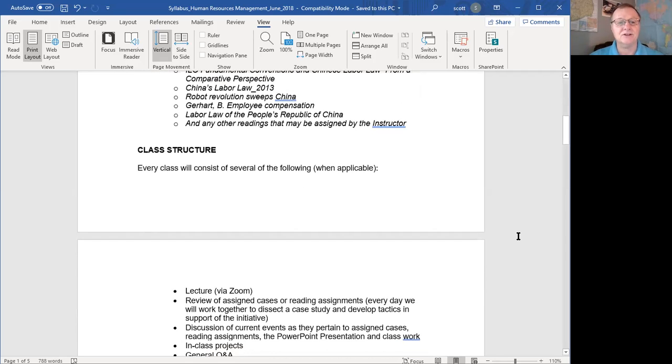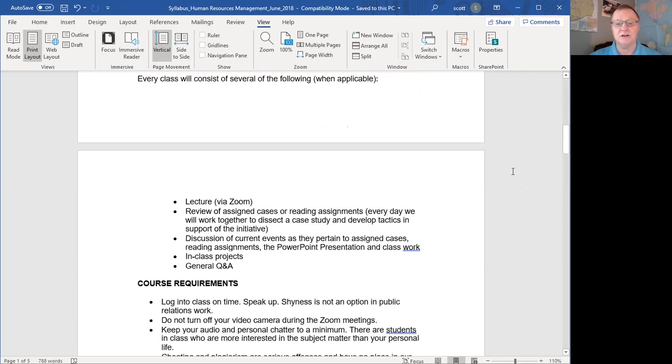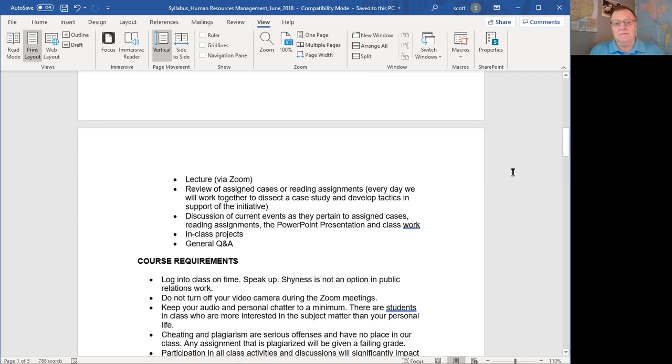All right, so class structure. Every class will consist of several of the following applications. We'll have our Zoom lectures like we're doing right now. And then I will assign case studies, and these will help you to compare the theories of human resources management with actual real life case studies and how that plan played out.